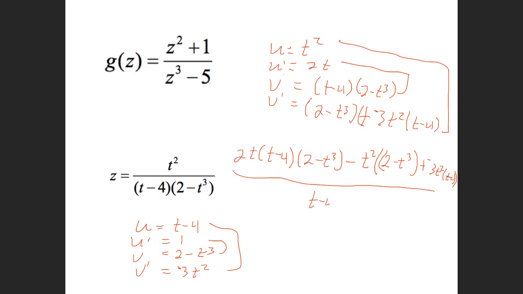So that's going to be t minus 4. Again, I'm going to use a couple sets of parentheses here. 2 minus t to the third, all squared.